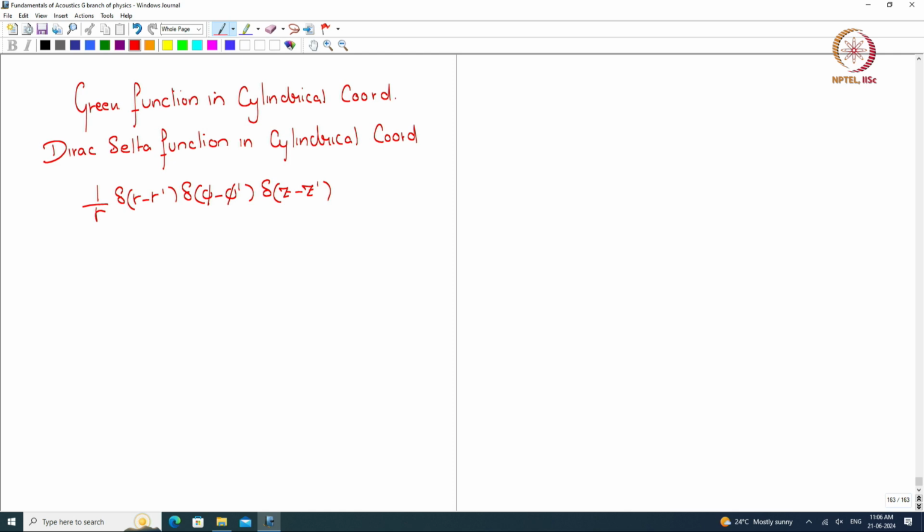Okay, so now an integral over 0 to L, integral over 0 to 2 pi, integral over 0 to a, where this delta is contained, r dr d phi dz, will be equal to 1.